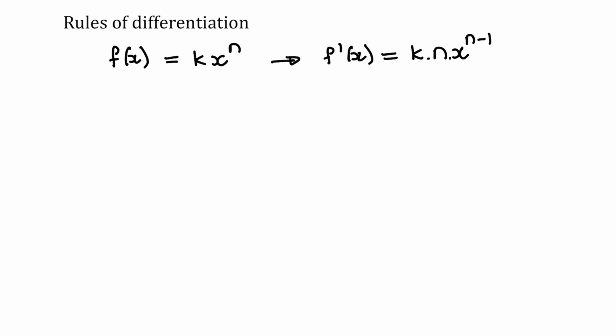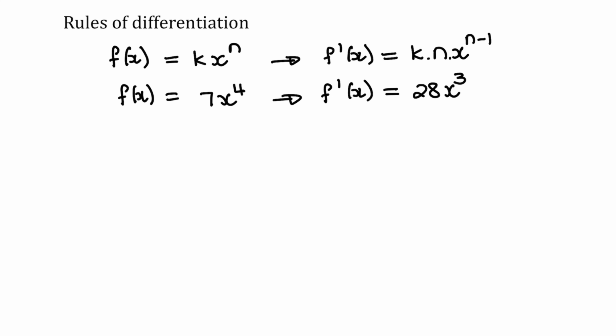Let us say we have f(x) is equal to 7x to the power of 4. Now if I apply this rule and I want to find the derivative of that term, then I'll say this is 7 times 4, which is 28, x to the power of 3.